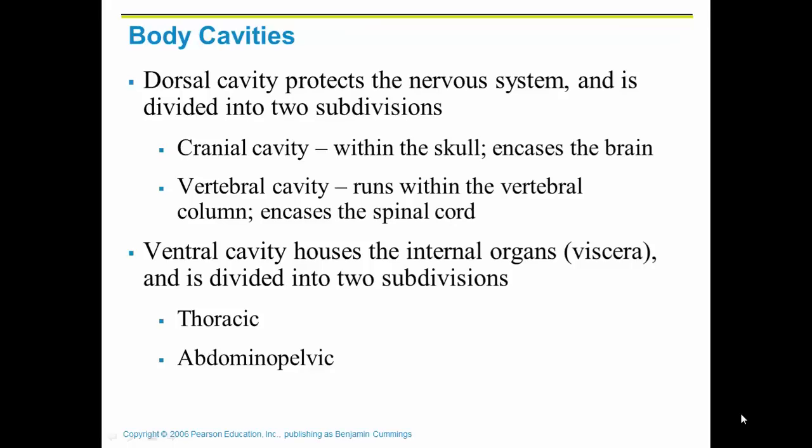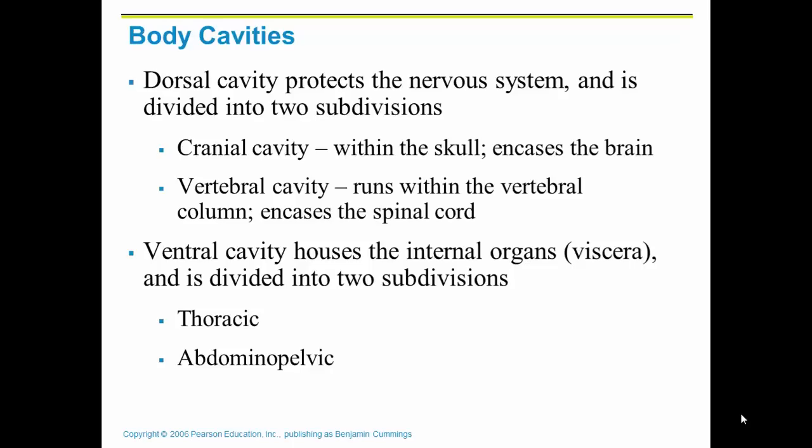About body cavities and what organs are in each body cavity. And so we're going to start with the dorsal cavity. The dorsal cavity, just like the dorsal fin on a whale or dolphin, we always think on the back. So the dorsal cavity is towards the back.